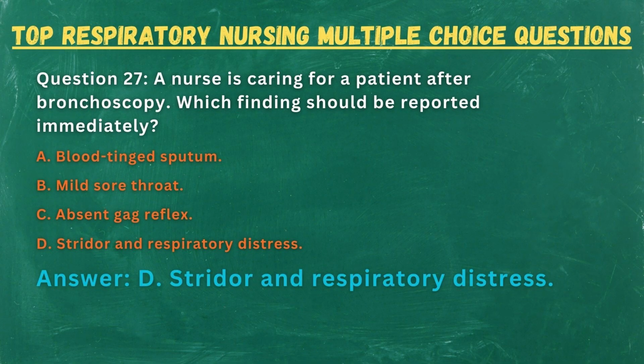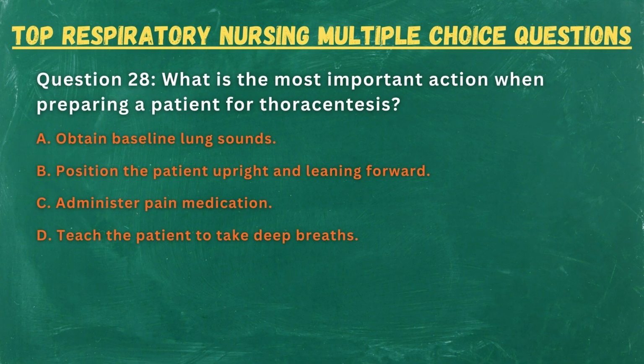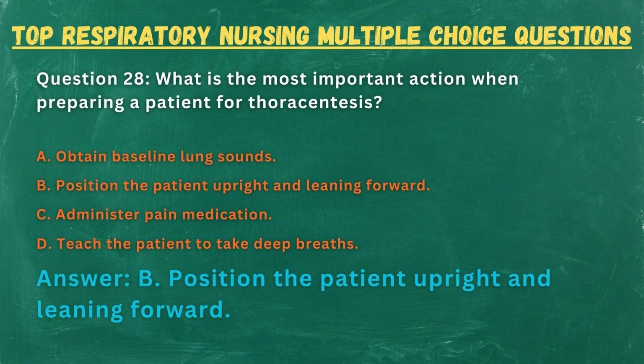Answer: D. Stridor and respiratory distress. Question 28. What is the most important action when preparing a patient for thoracentesis? A. Obtain baseline lung sounds. B. Position the patient upright and leaning forward. C. Administer pain medication. D. Teach the patient to take deep breaths. Answer: B. Position the patient upright and leaning forward.